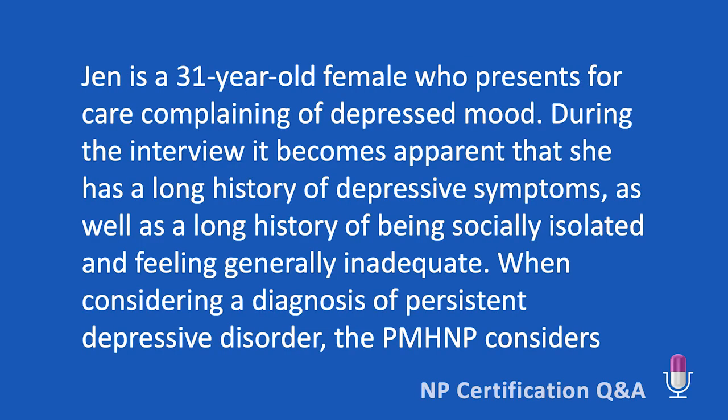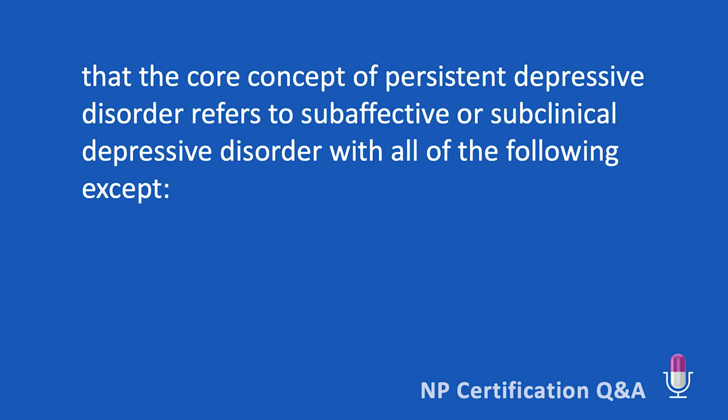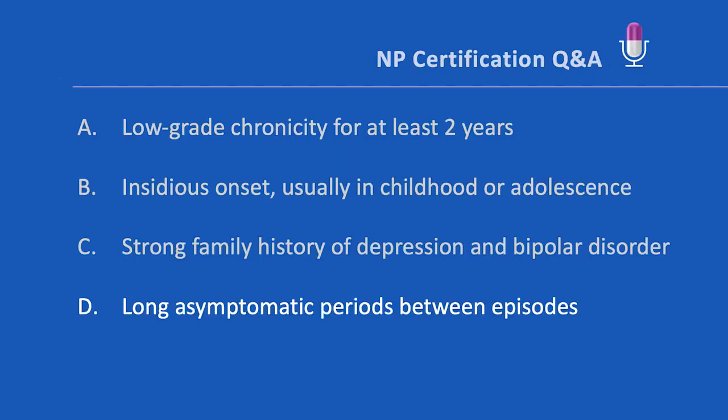But again, when you zoom in on exactly what the question is asking of you, the question says, you, the PMHNP, consider that the core concept of persistent depressive disorder refers to subaffective or subclinical depressive disorder with all of the following except. What's the exception with this disorder? And the exception is D, long asymptomatic periods between episodes.